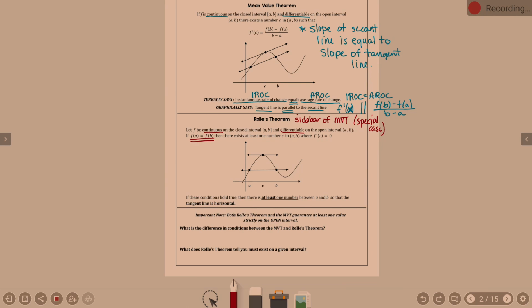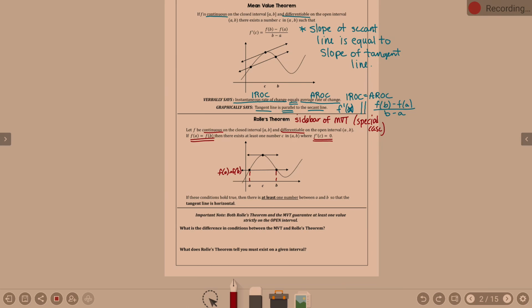So if f of a equals f of b, that's saying the y values. F of a is a y value, f of b is a y value. That's saying if the y values are equal, then there exists at least one number in the interval where the derivative equals 0. Okay? Right here is a, yes? Right here is b. Where are f of a and f of b? F of a and f of b are this horizontal piece here.